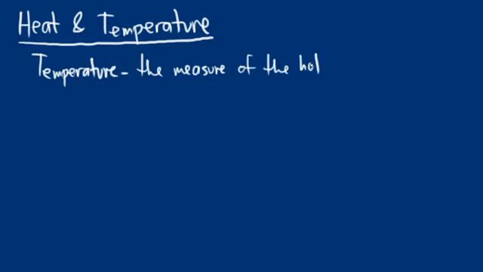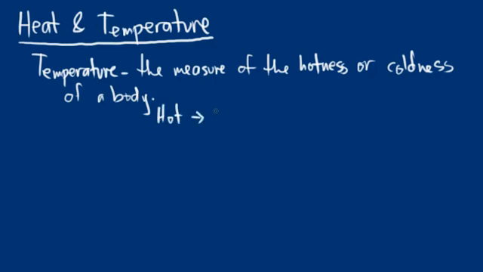Our lesson for today is all about heat and temperature. Let's define what heat and temperature are, starting with temperature. Its qualitative definition is that it is the measure of the hotness or coldness of a body. When something is hot, we say it has a high temperature. When something is cold, it has a low temperature.